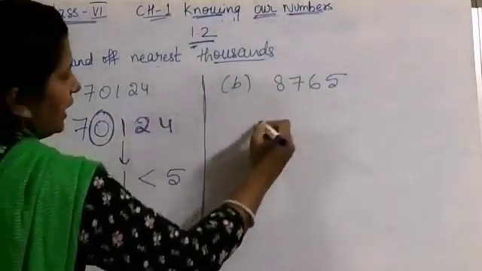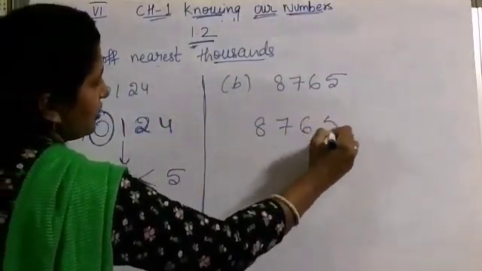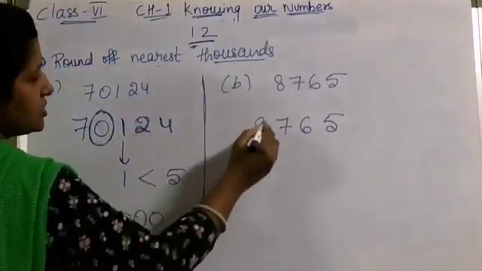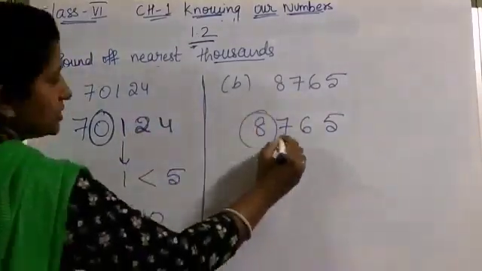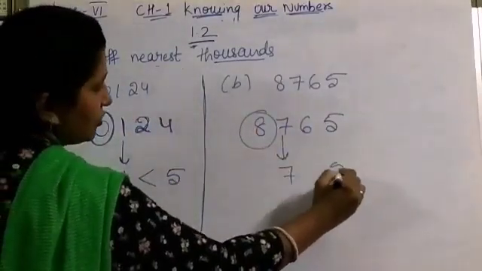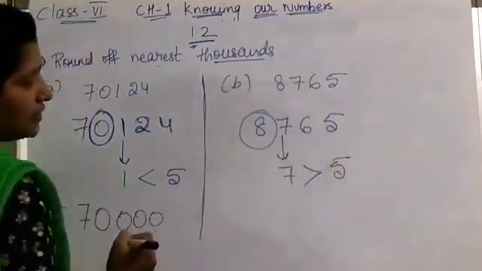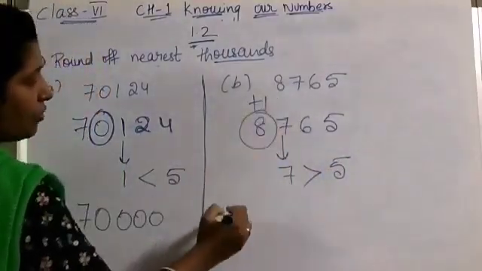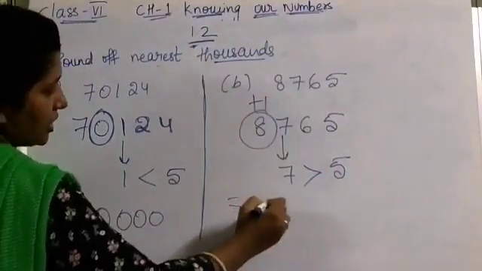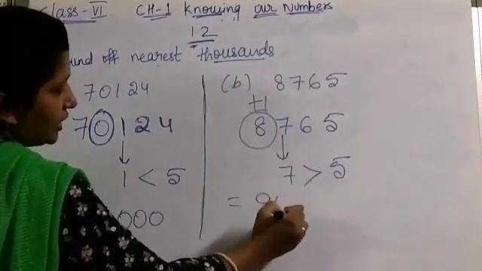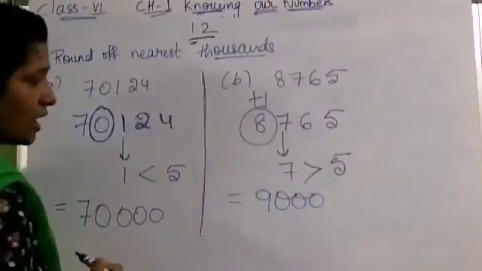Coming to next one, 8, 7, 6, 5. Nearest to thousands means you should round off thousands place. What is the next number? 7. 7 you compare with 5. 7 is greater than 5. Then add 1 to this round off number. So 8 plus 1 is how much? 9. And after that 3 digits. 0, 0, 0. This is the answer.